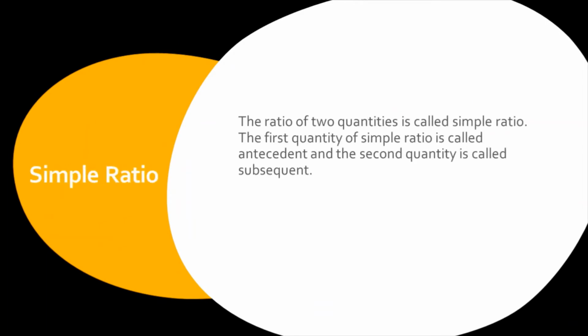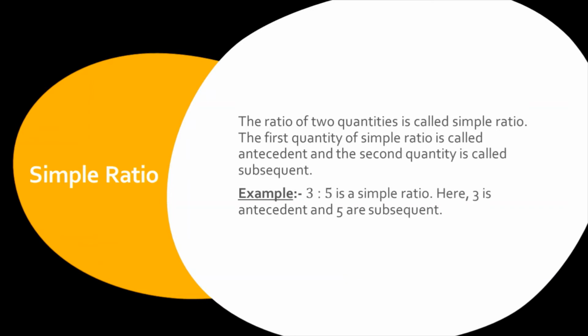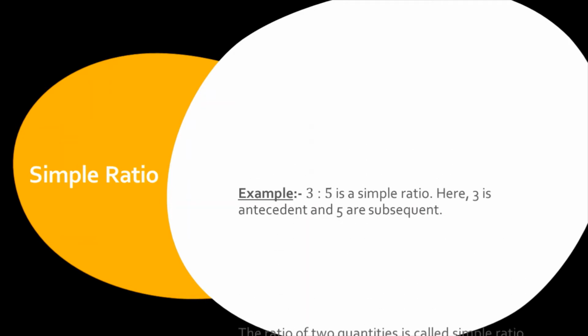Simple ratio. The ratio of two quantities is called a simple ratio. The first quantity of a simple ratio is called the antecedent and the second quantity is called the subsequent. That is the thing I am saying. In a fraction, the numerator is called the antecedent, that is the first quantity, and the denominator is the second quantity, which is called the subsequent. Example, 3:5 is a simple ratio. Here 3 is the antecedent and 5 is the subsequent, and if we write it in fractional form, we can write it as 3 divided by 5.